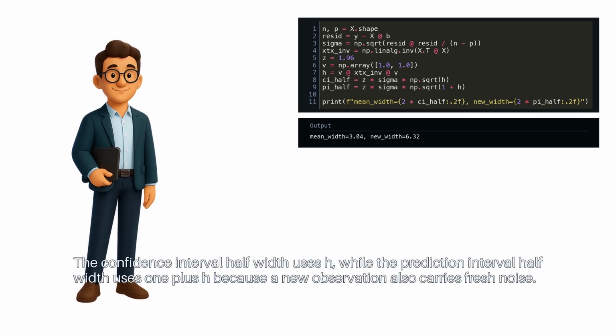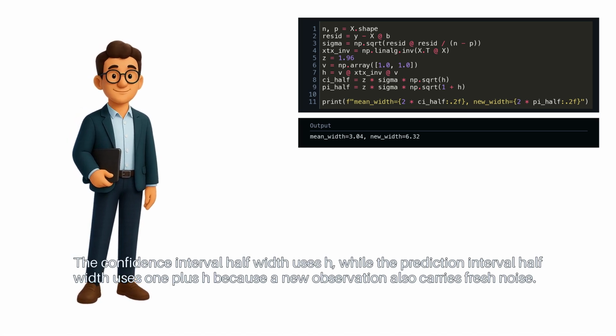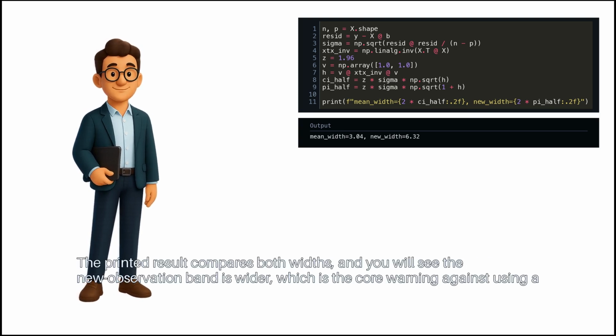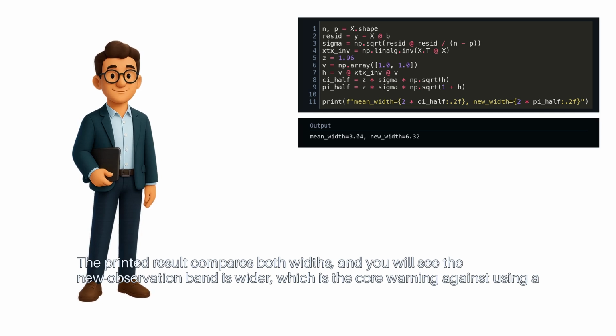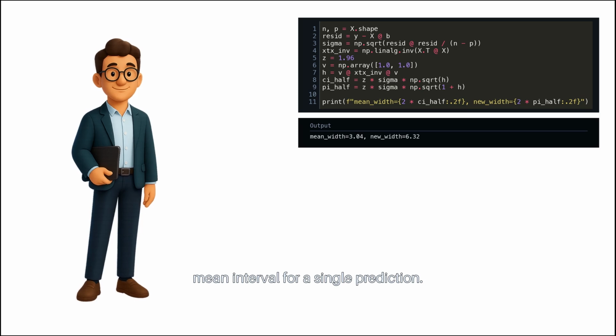The confidence interval half-width uses h, while the prediction interval half-width uses 1 plus h, because a new observation also carries fresh noise. The printed result compares both widths, and you will see the new observation band is wider, which is the core warning against using a mean interval for a single prediction.